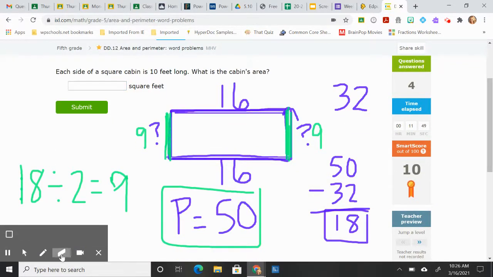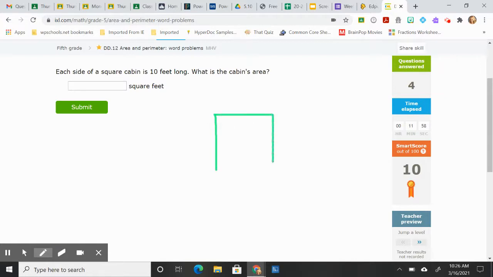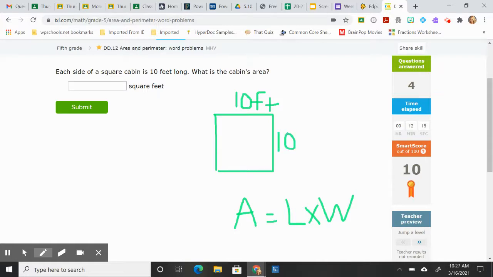Let's see. This one should be pretty self-explanatory. A square cabin. Okay. Anytime it says a square, we know that all four sides are congruent. Is 10 feet long. So what's the area of the cabin? Area is length times width. So if it's a square, this side also is 10, and 10 times 10 is going to give us 100.